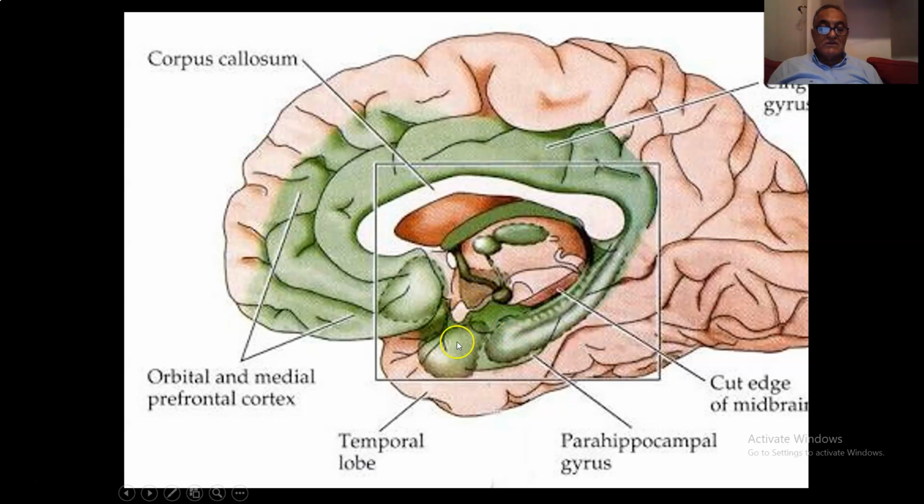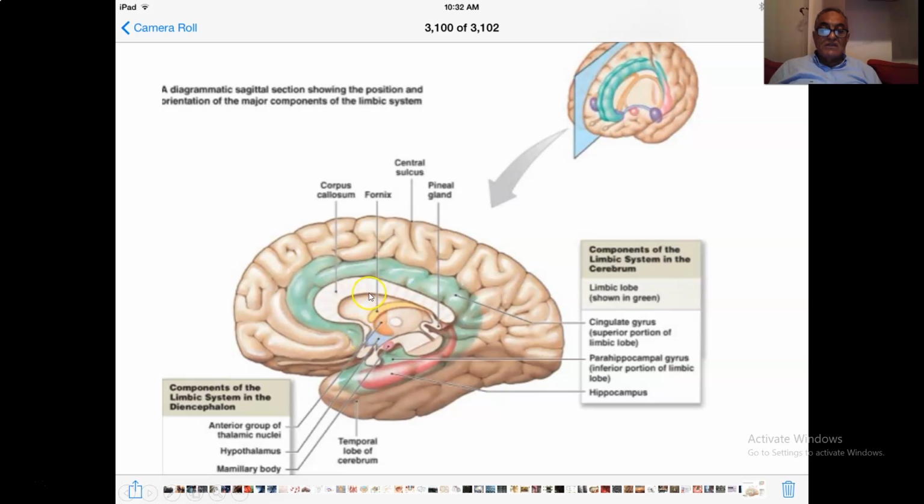A part of the limbic system, as we said, anterior to the hippocampus and parahippocampal gyrus, is the amygdaloid nucleus, what we call the amygdala, present in the uncus, and the orbital and medial prefrontal cortex. This is another view showing the medial surface of the cerebral hemisphere. This is the cingulate gyrus, this is the parahippocampal gyrus, this is the hippocampus, and the fornix, ending in the mammillary body, the anterior thalamus, and the hypothalamus.